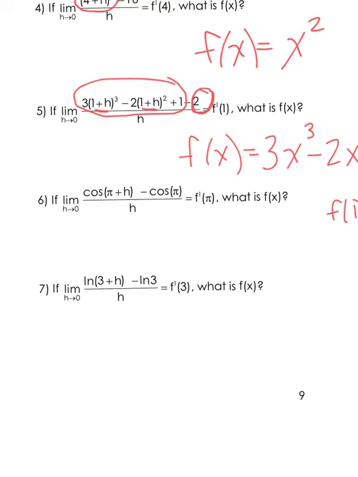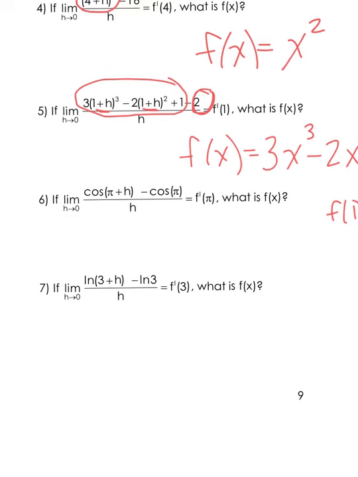Number 6. The function that pi was plugged into and then plugged into the definition of derivative is cosine x. And in the last one, it was ln of x. Okay, all right, so there's pages 8 and 9.